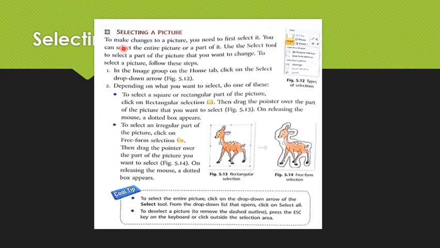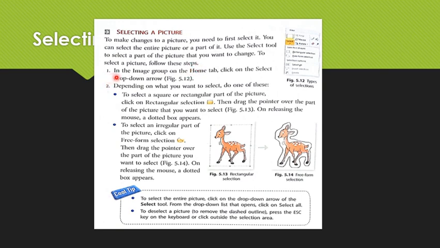Now all of you take page number 64 of your textbook. Selecting a picture. To make changes to a picture, you need to first select it. You can select the entire picture or a part of it. Use the select tool to select a part of the picture that you want to change. To select a picture, follow these steps.